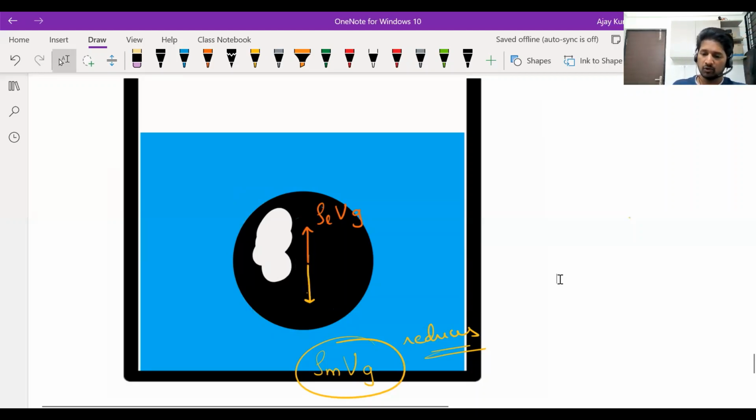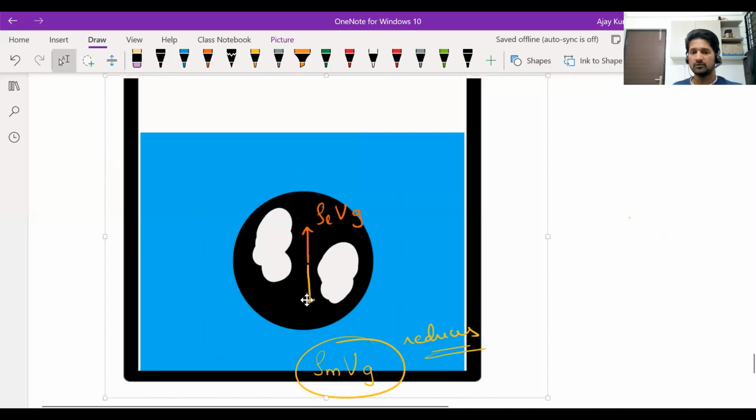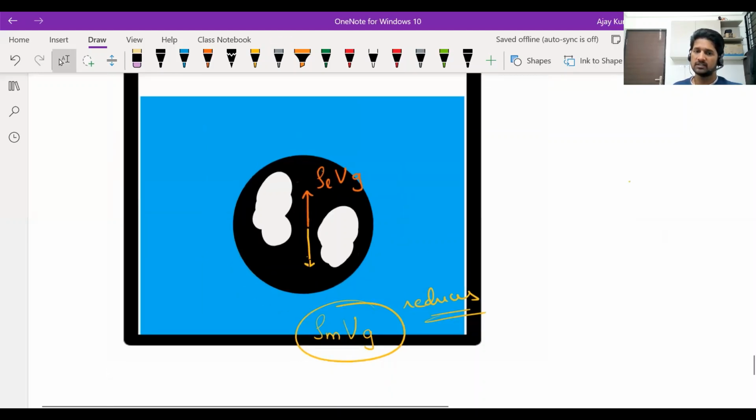And if you create more cavity than that, if you create more empty space than required, the weight will become so less that the buoyant force will start dominating. And if buoyant force is dominating, the object will stay partially outside. The object will float. That is how flotation occurs.